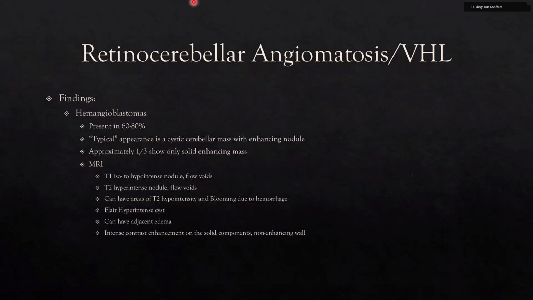On MRI, they're typically a T1 iso to hypointense nodule with flow voids. On T2, the nodule is hyperintense, again with flow voids. They can have areas of T2 hypointensity and blooming due to hemorrhage, often FLAIR hyperintense within the cyst, plus or minus adjacent edema, and intense enhancement of the solid component with no enhancement of the wall.